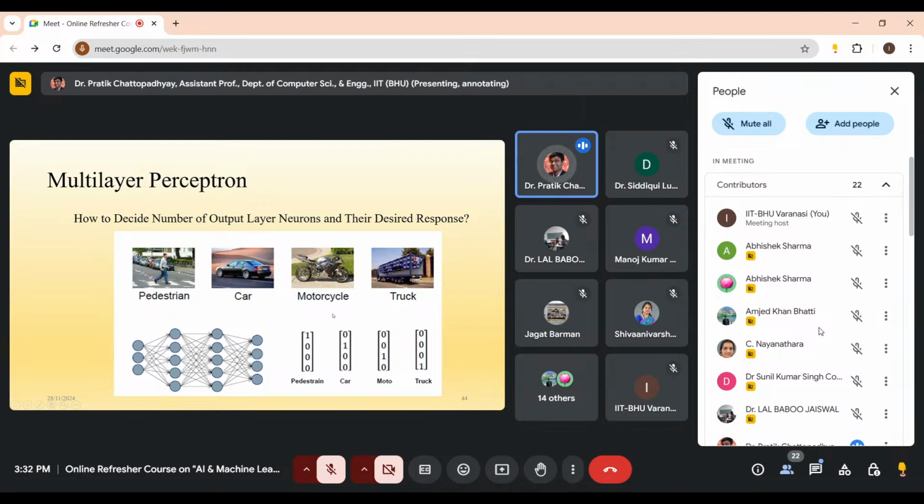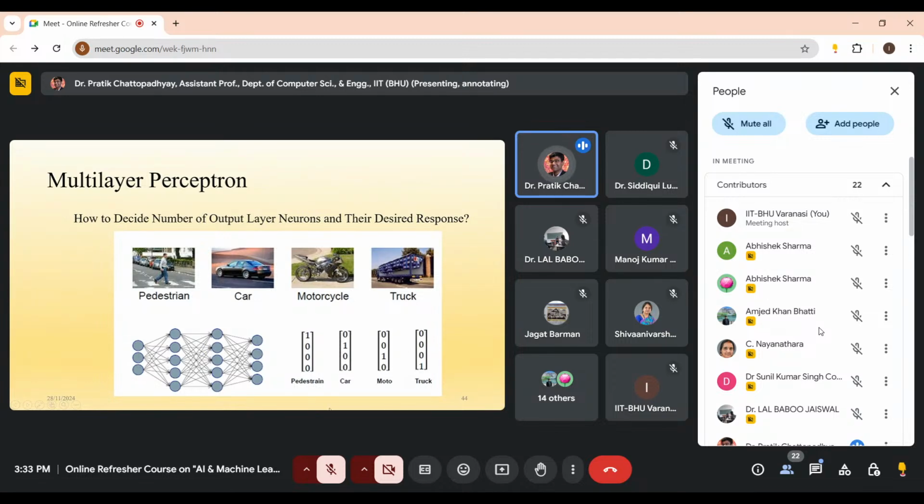So the error we can compute at each neuron. If it gives, say, 0.8 at the first neuron, 0.3 at the second neuron, 0.2 at the third neuron, then the error at the first neuron is 1 minus 0.8. The error at the second neuron is 0 minus 0.3, and so on. So based on this error, we can do the back propagation. That means we can adjust the previous weights based on the error that we make at each output neuron.